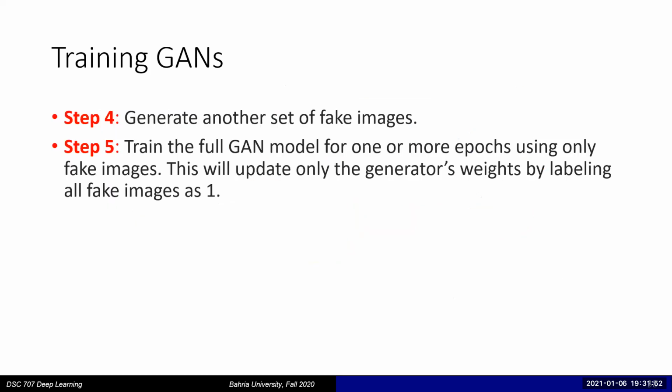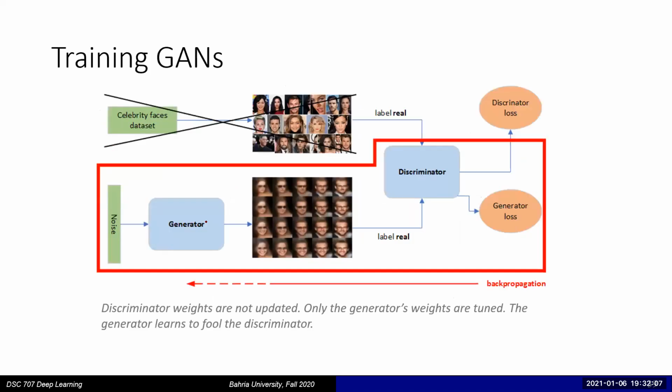Now after that, you generate another set of fake images, and then you train the generator. But this time, all the fake images are labeled as 1, meaning they are labeled as true. Why? Because you are trying to fool the discriminator. So you see what is happening here. Now you are not using this part. You are using this part, which is highlighted by this red box. It has generated some fake images. But you see what is the label? Real. We are telling the discriminator it is real.